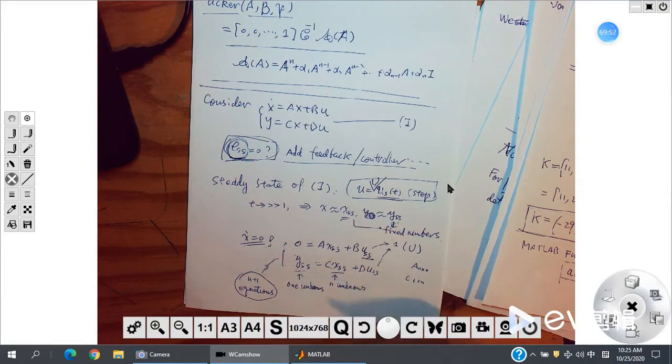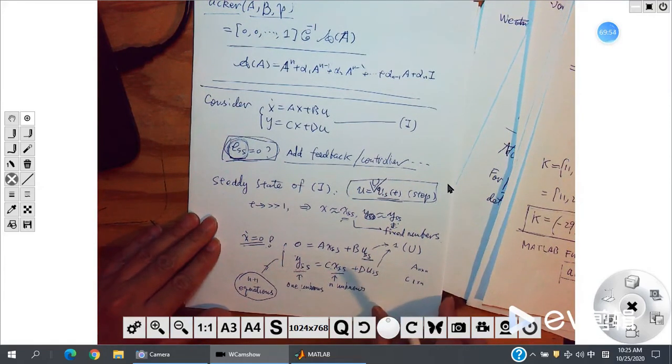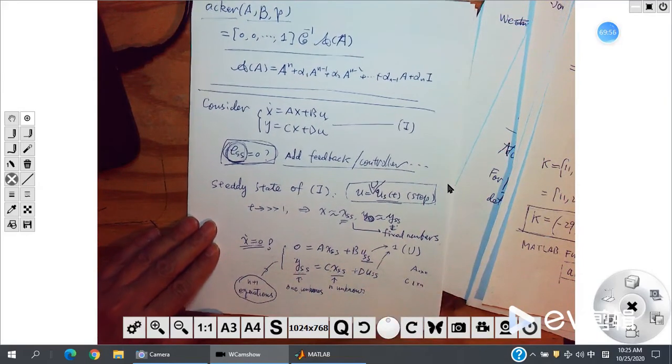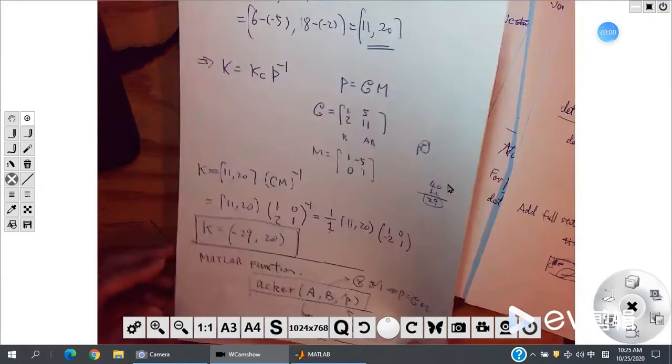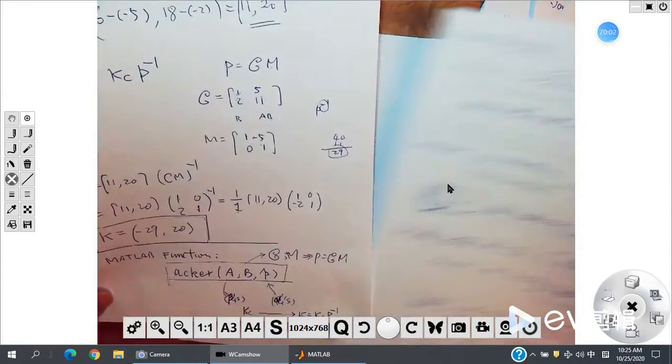All right. For example, you can just use the previous one. Example.